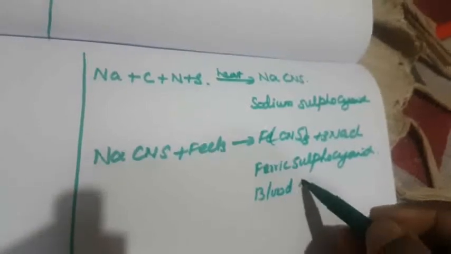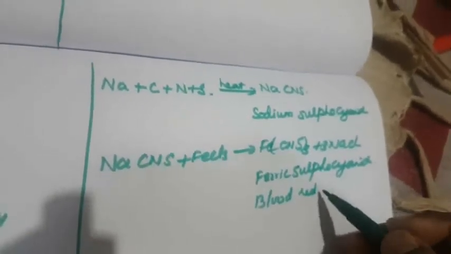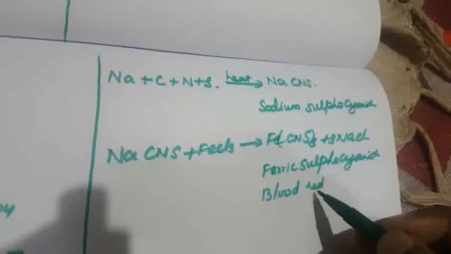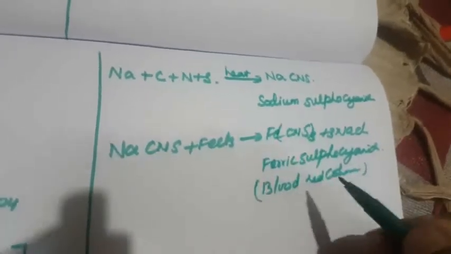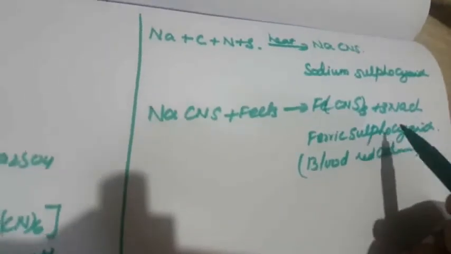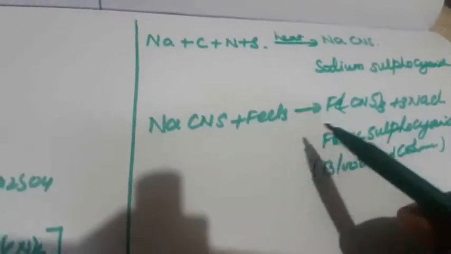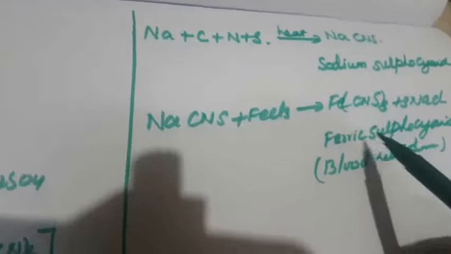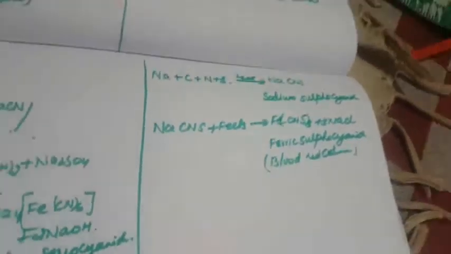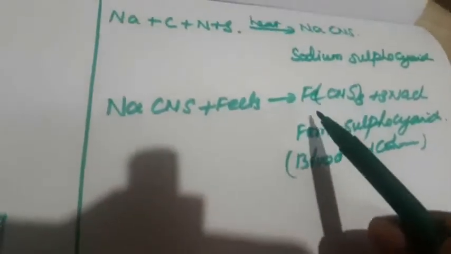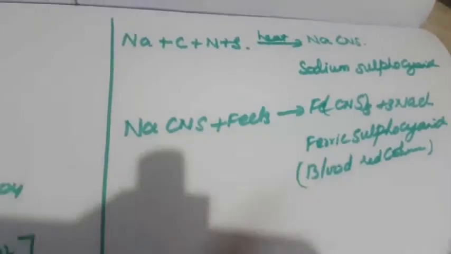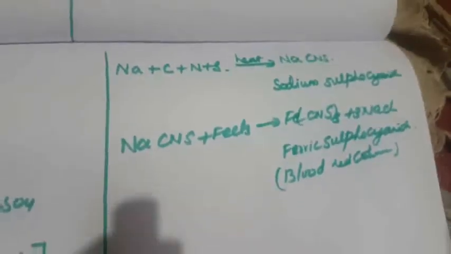During cinema shooting, they use it for false blood. That is the blood red color. The solution is only ferric sulfocyanide, and it looks like real blood, so it is used in cinema and cinematography. So sodium sulfocyanide reacts with ferric chloride to form the ferric sulfocyanide compound. This is for the identification of carbon, nitrogen along with the sulfur.